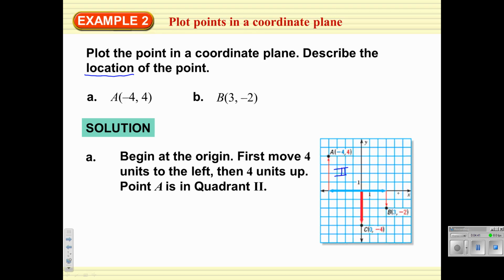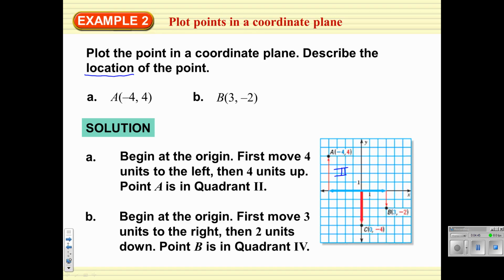Okay, and to graph point B, we would go to the right 3, because it's a positive 3, and down 2, because it's a negative 2, and it would be in quadrant 4. So if you're in your assignment, we're talking about location. That's what they mean. Where is the point located? What quadrant is the point located in?